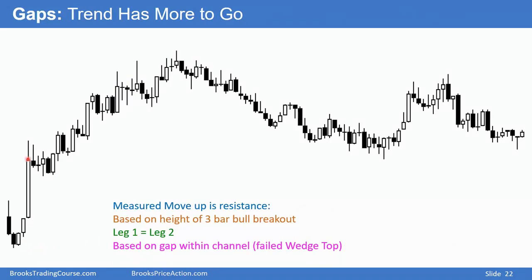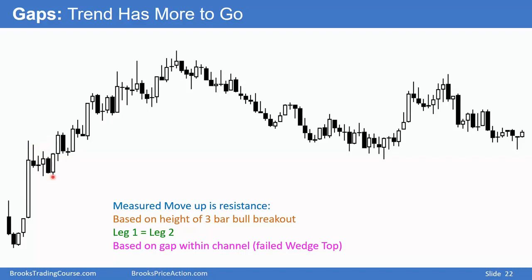I said that a lot of times when you have a bull breakout like that, one of the first things I look for is a measured move up based upon the bodies of the bull bars. So the open of the first bar, maybe the low of the first bar, and the close of the final bar of the breakout. You can also get a leg 1, leg 2 measured move. Leg 1, pullback, maybe leg 2.